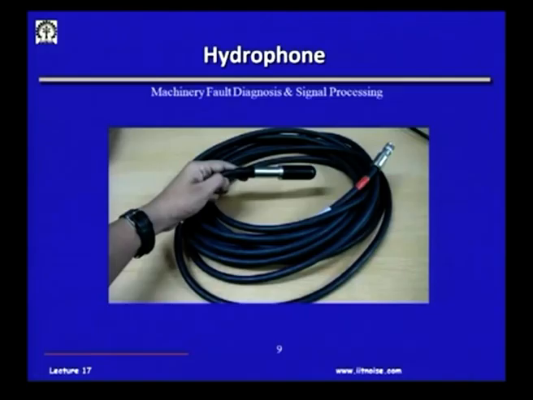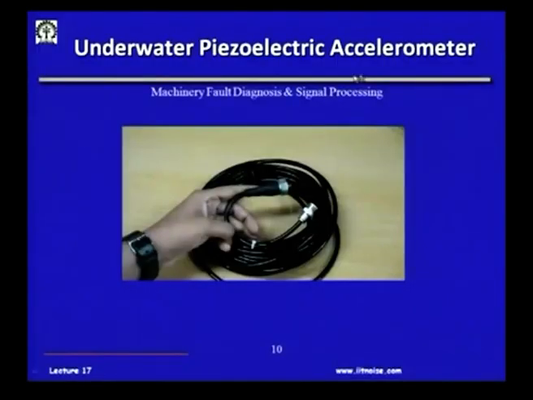Okay. And this is very costly. Now, when I was talking about the microphones, if the microphone is 50,000 rupees, this is about 3 lakhs of rupees. So, I am just giving a feel of the price of this equipment and how sensitive and important these things are. Similar to the hydrophones, we also have underwater piezoelectric accelerometers.